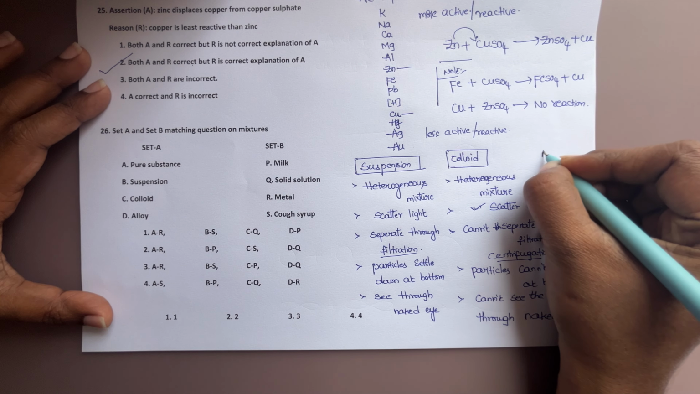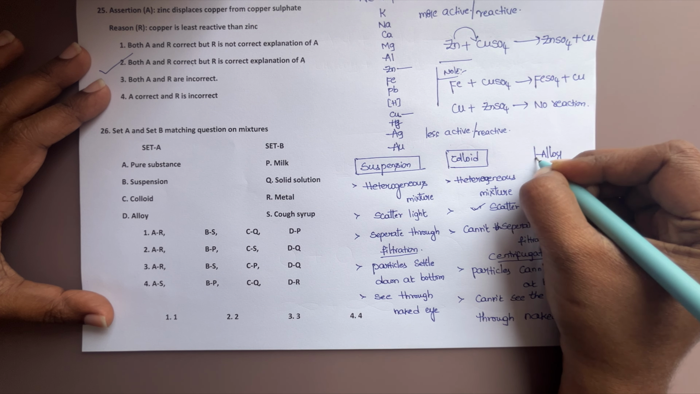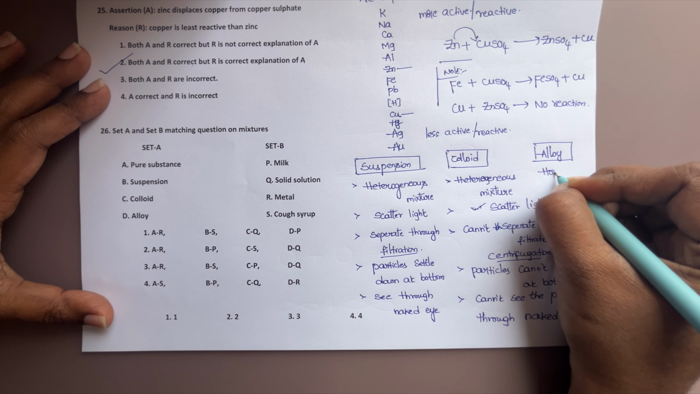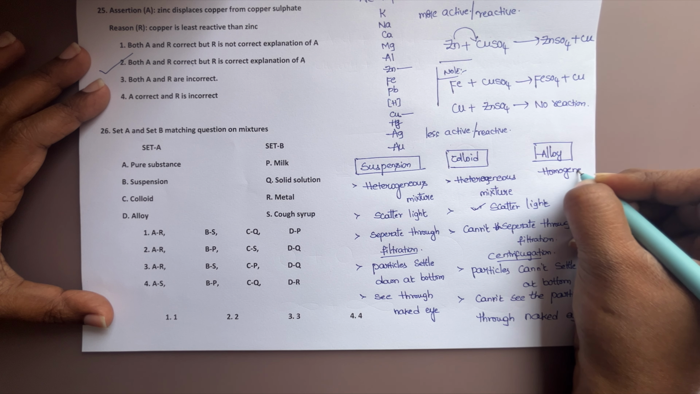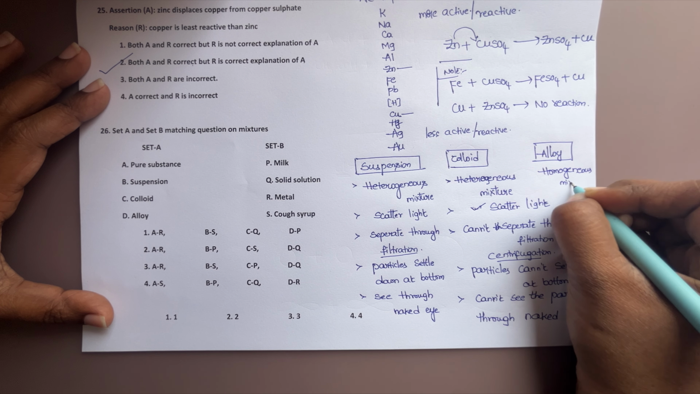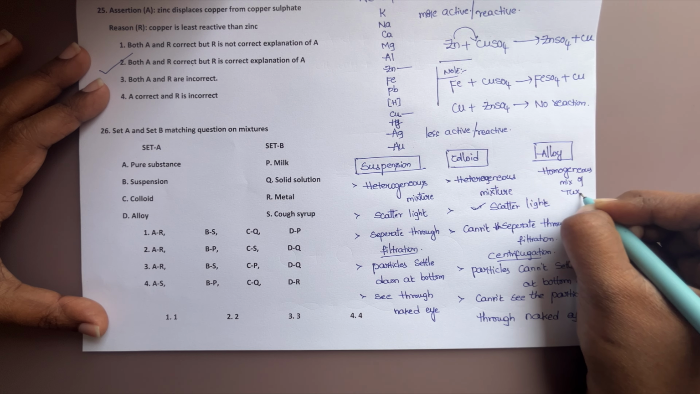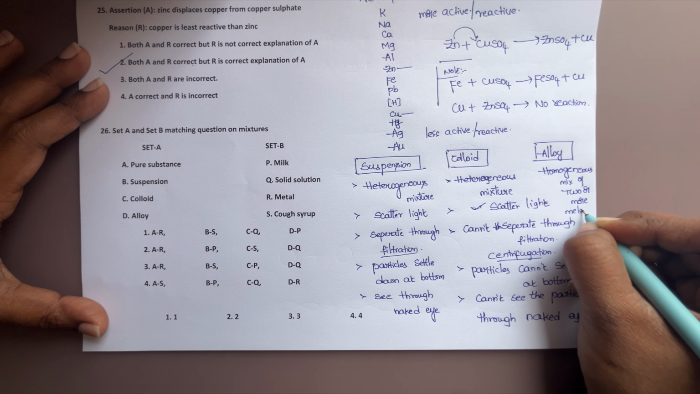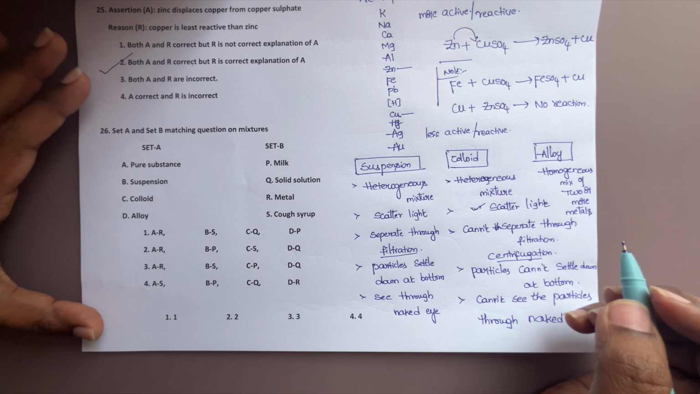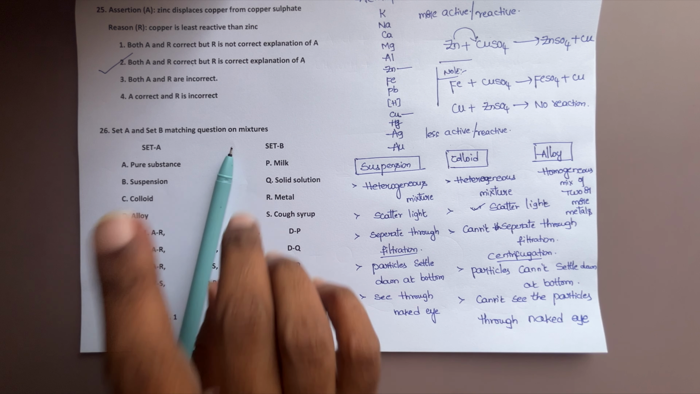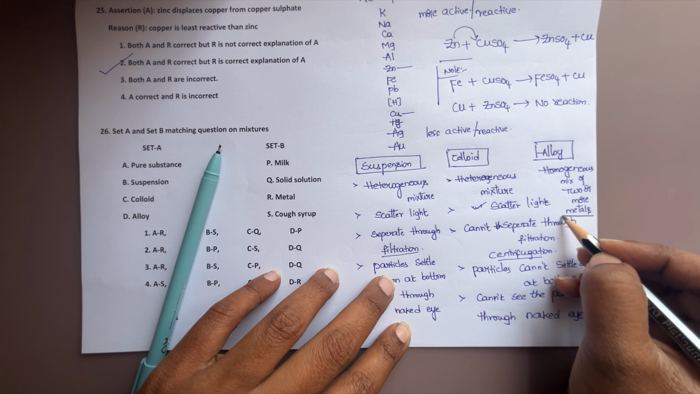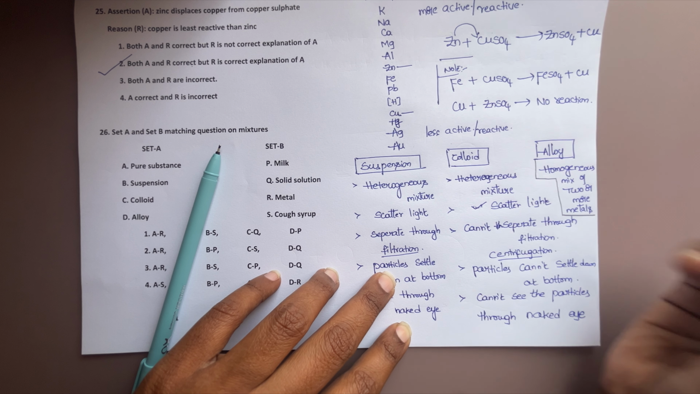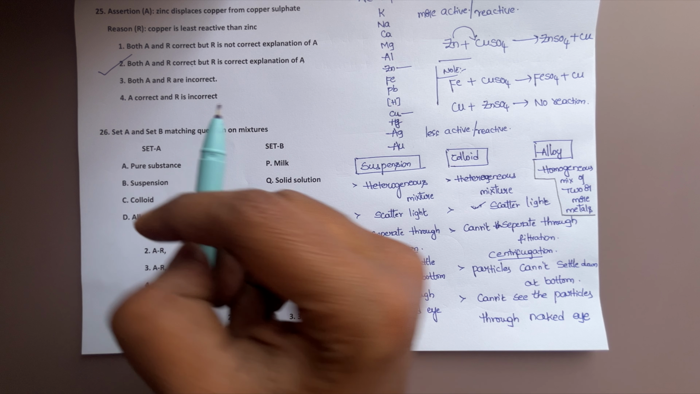Now, what is alloy? Alloy is a homogeneous mixture of two or more metals. That is what we call an alloy. So alloy is nothing but a mixture of metals.